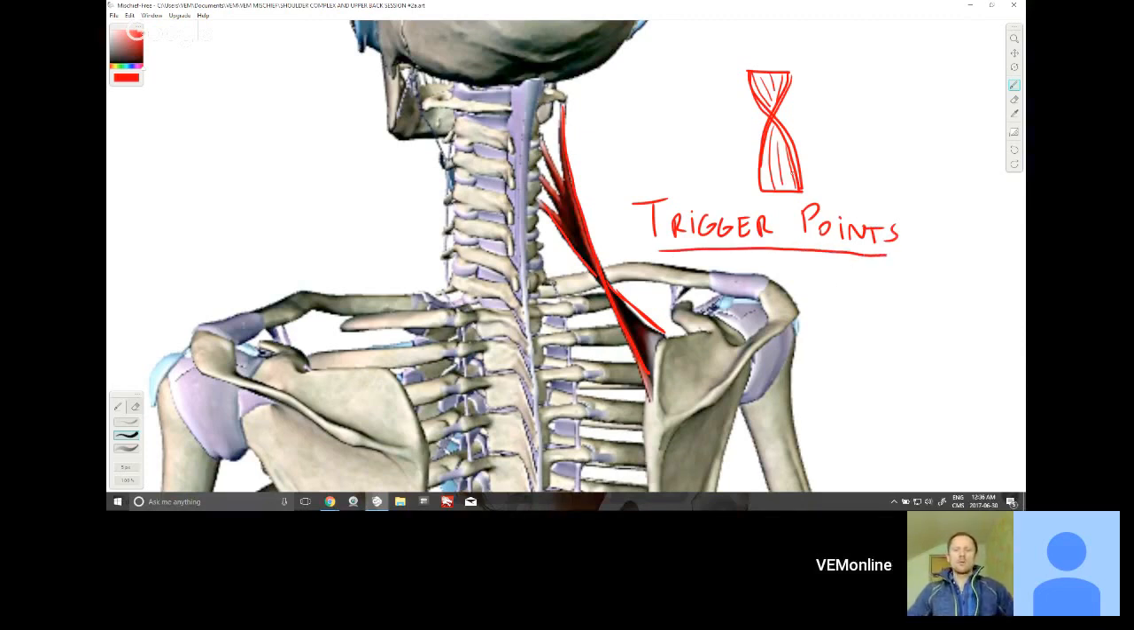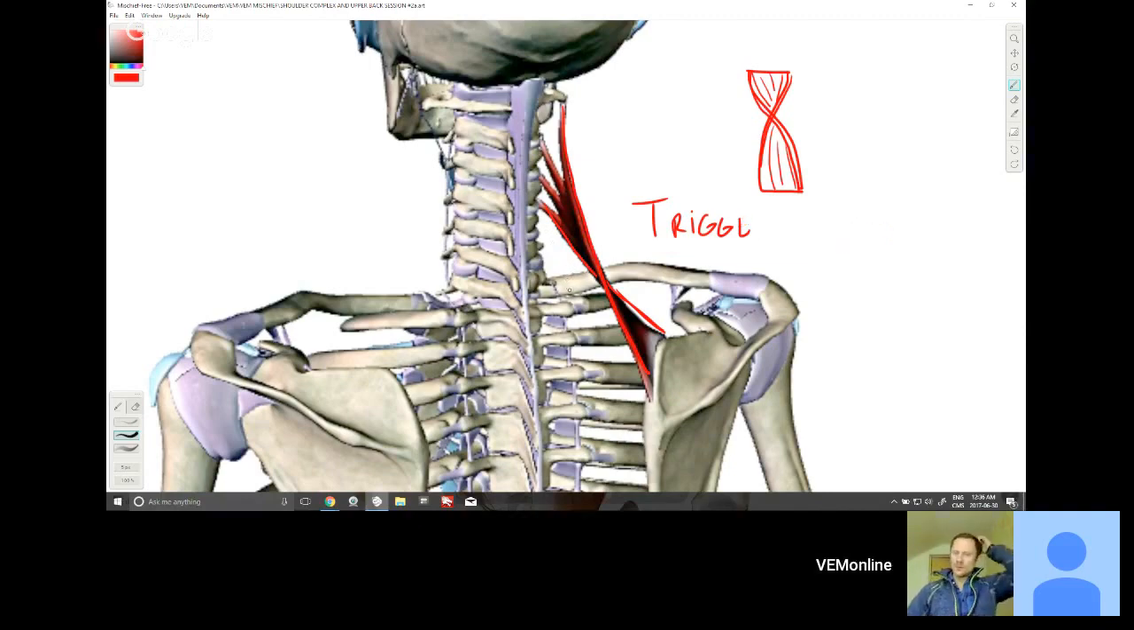What is a trigger point? We'll talk about that in a bit. That's another lecture, talking about trigger points. That's probably another 3 hours just to discuss this subject. But I'll give a couple of quick examples of what that is and what we do about it.